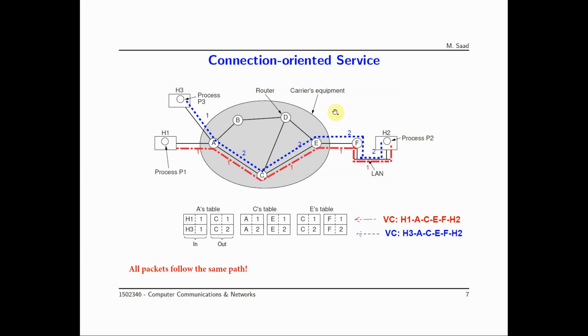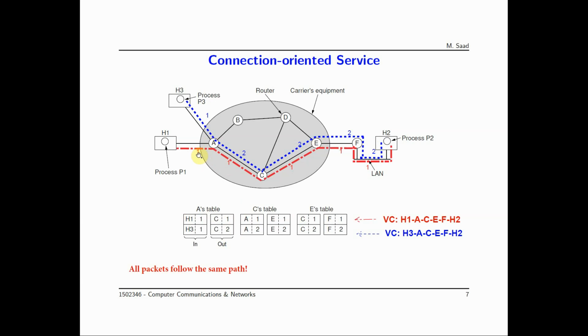So we have chosen the path, and this path in this example goes from host 1 to A to C to E to F, and then to host 2. Again, this path goes through routers A, C, E, and F. So each one of these 4 routers will get a table entry that identifies the router as being part of this virtual circuit. But for this to be done, we have to assign a virtual circuit identifier.